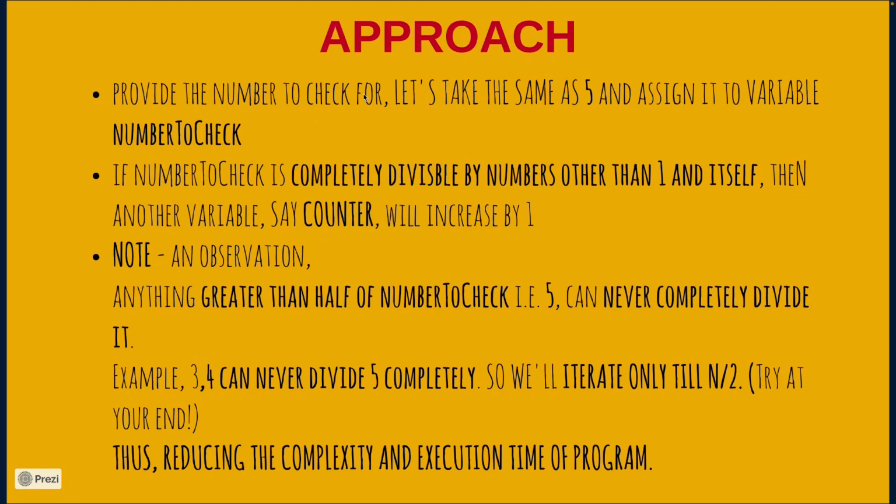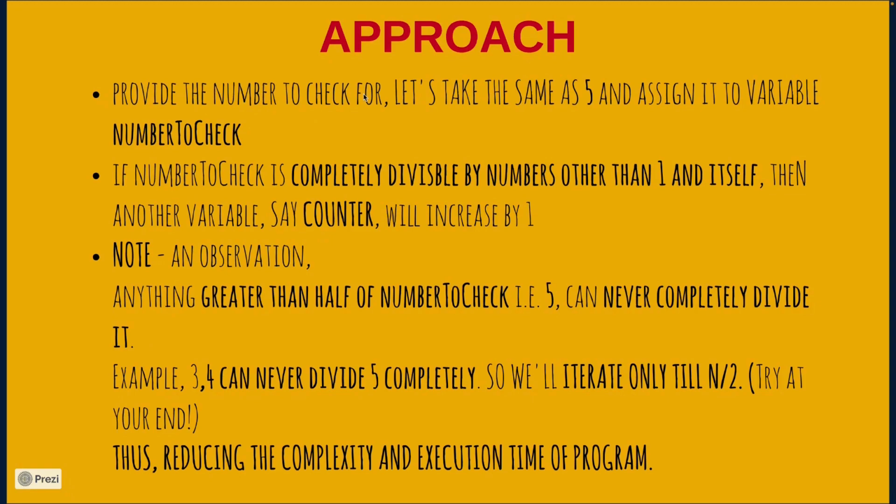Don't worry, when I'll be going into the pictorial algorithm, you'll be able to understand it better. But for now, understand there are two variables, number to check, and another variable, counter. So if the number of factors is greater than 2, or if the number is completely divisible by numbers other than 1 and itself, then the counter will increase every time. This is what you understand for now, right?